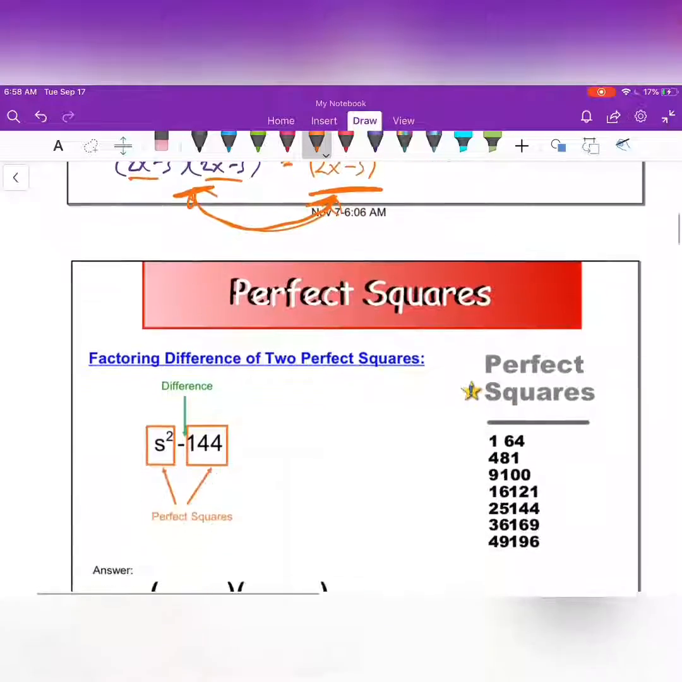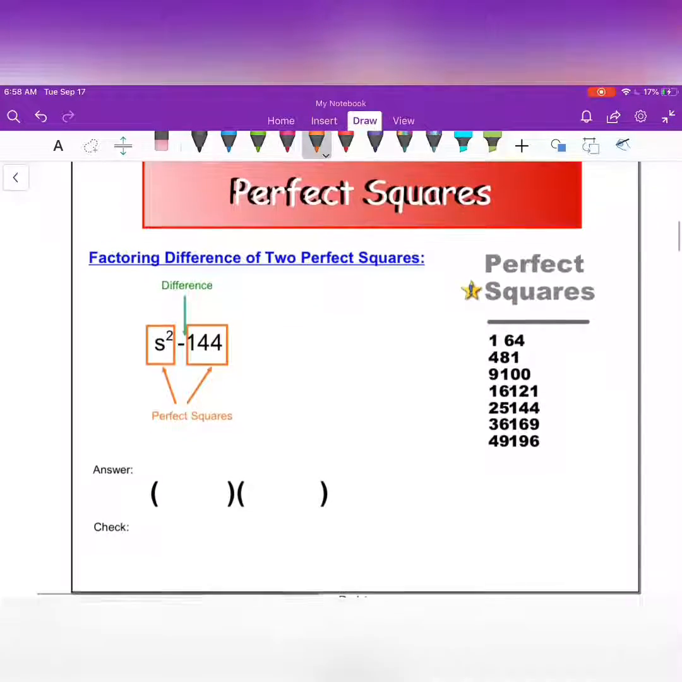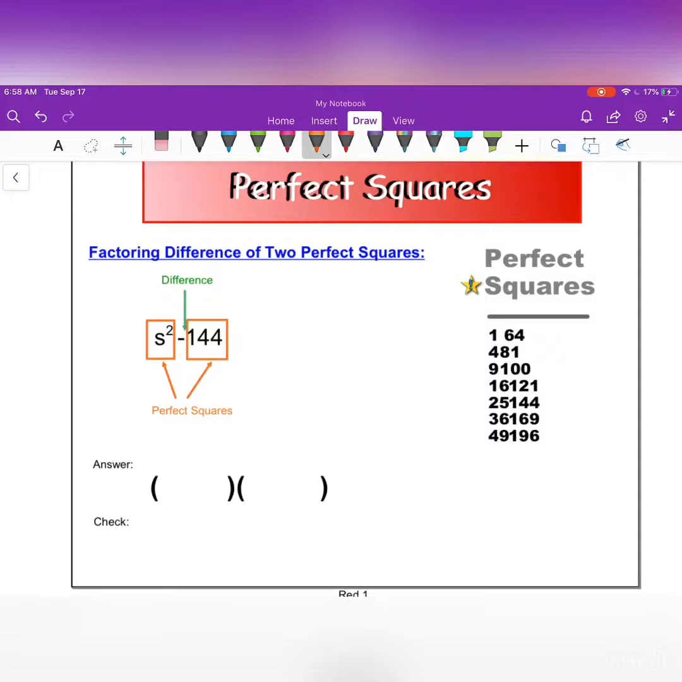All right, so now moving on to the idea of differences of perfect squares. It's very important that you know, first off, that it is a difference, meaning minus in the middle, and then perfect squares. S squared is a perfect square because S times S is S squared. 144 is 12 times 12.